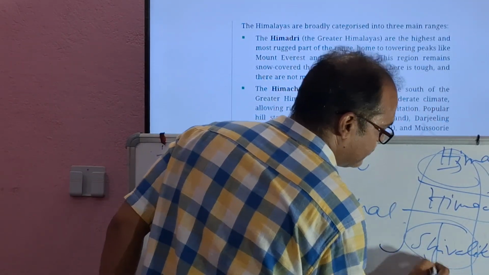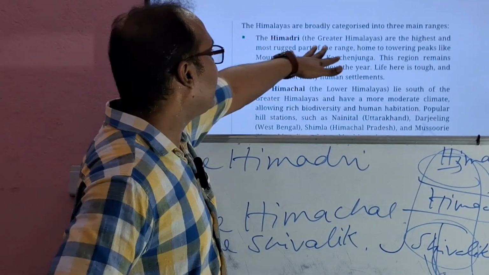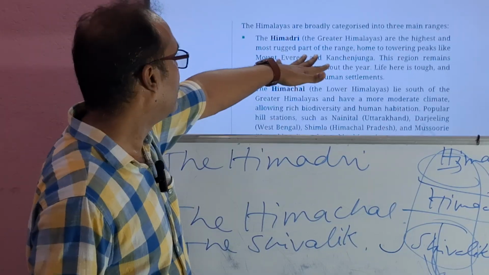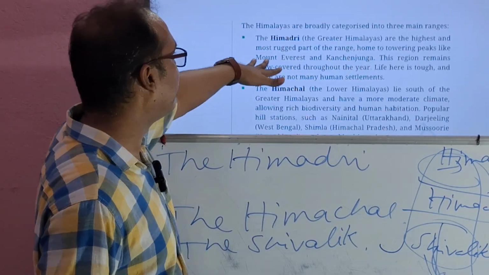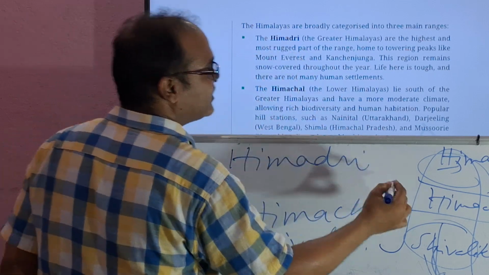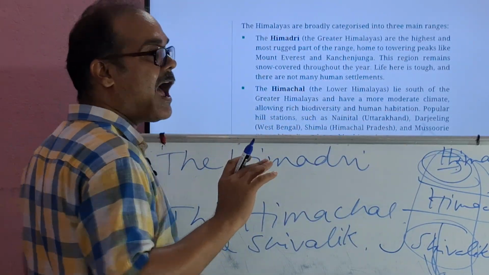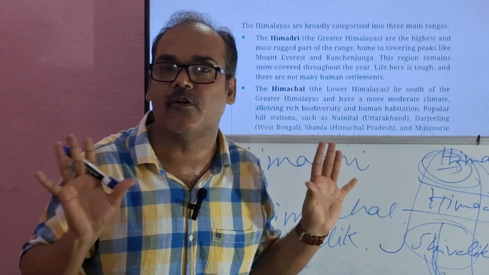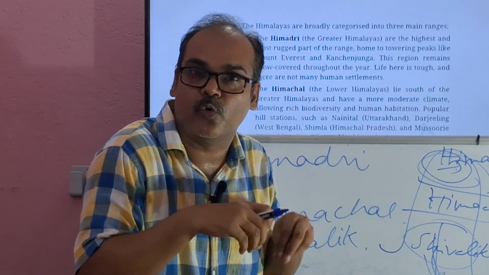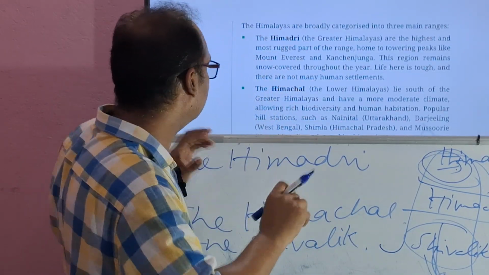Okay. See here. The greater Himalayas are the highest and most rugged part of the range, home to towering peaks like Mount Everest and Kanchenjunga. So, Mount Everest and Kanchenjunga are found in the Himadri area. Got it? And it is covered with snow throughout the year. It is very cold. People don't want to live there because it is not fit for human settlements.